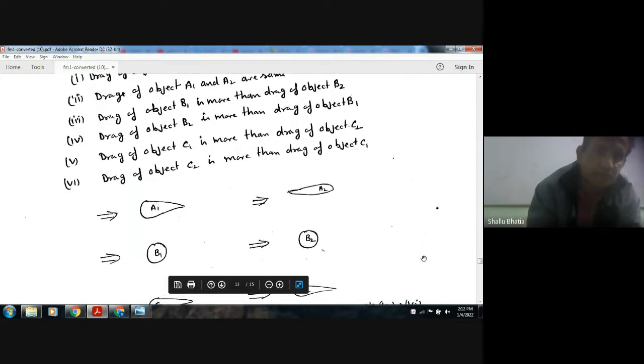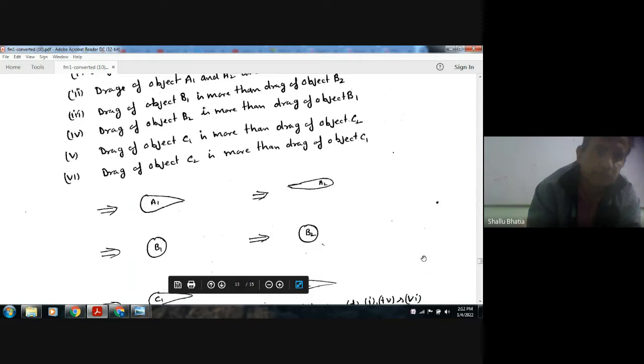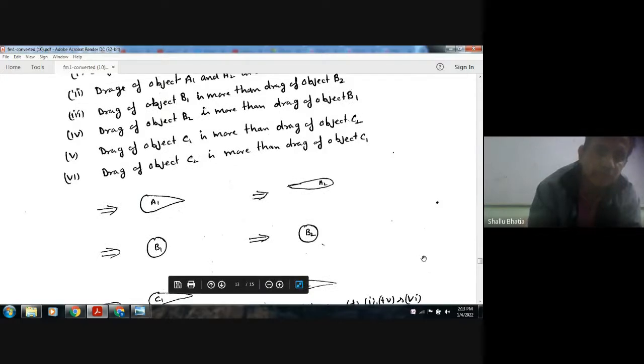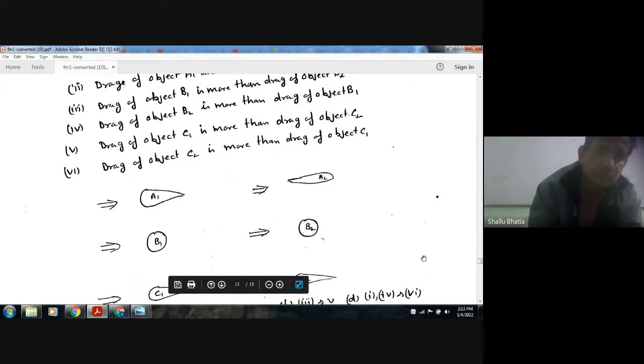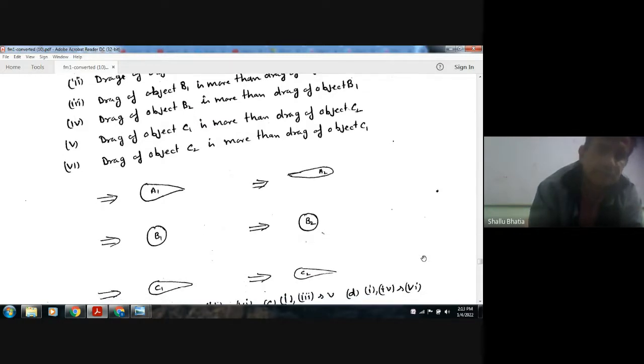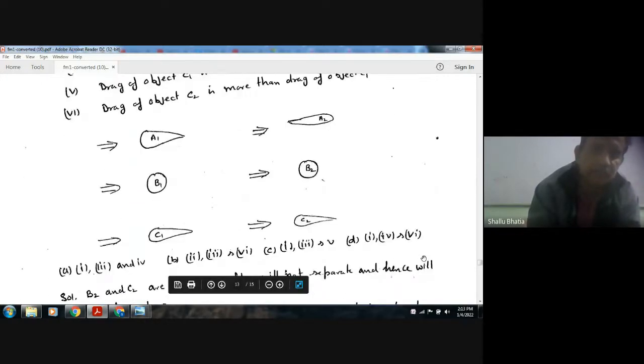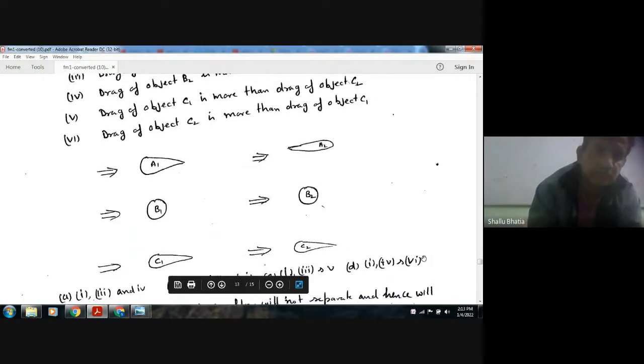Statement 3: drag of object B1 is more than drag of object B2. Statement 4: drag of object B2 is more than the drag of object B1. Statement 5: drag of object C1 is more than the drag of object C2. Statement 6: drag of object C2 is more than the drag of object C1. These are the options given.